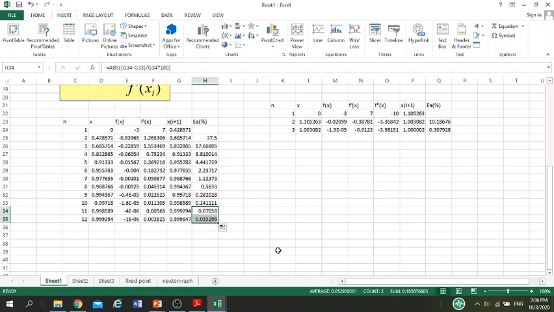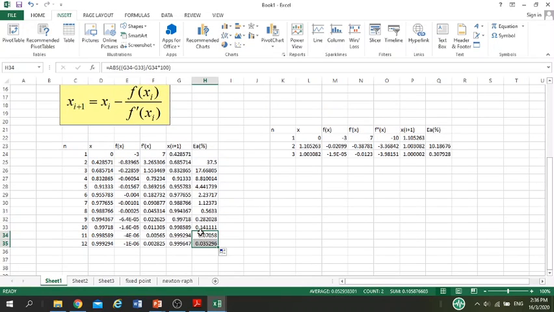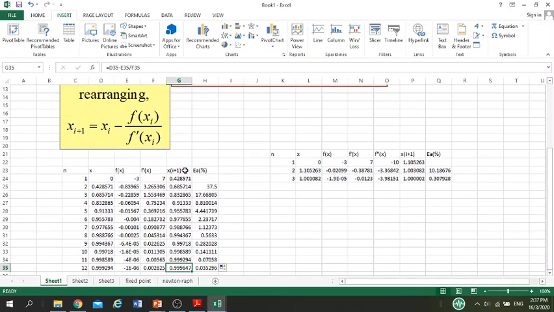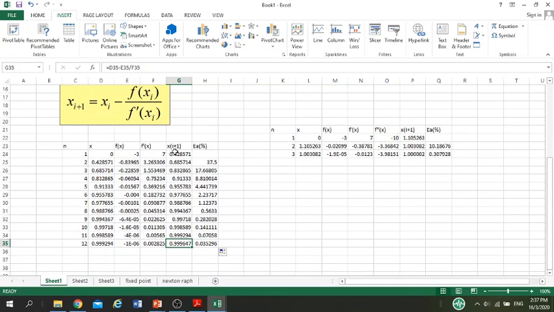Okay, so we have to do up to 12 iterations to get to the value of error that is less than 0.05. Here we see that the value of x is almost 1. Okay, and you see that as we continue doing the iteration, the value is converging, so that tells us that we are doing the right thing.